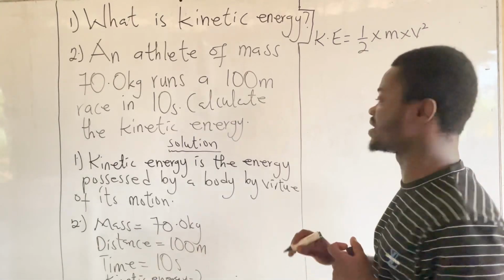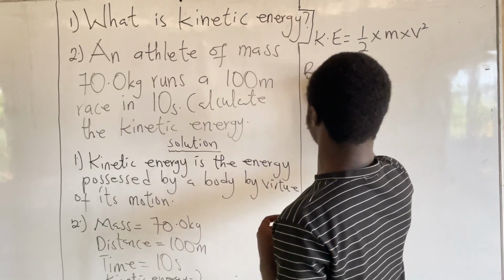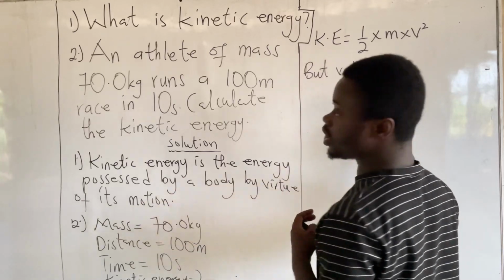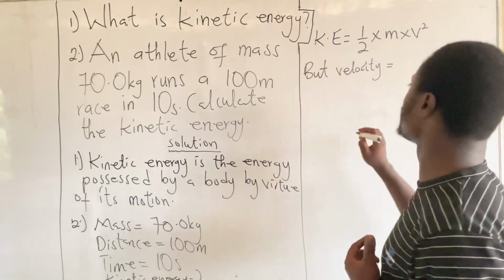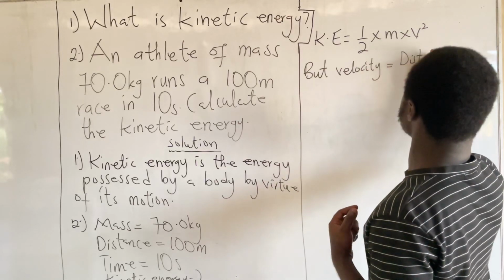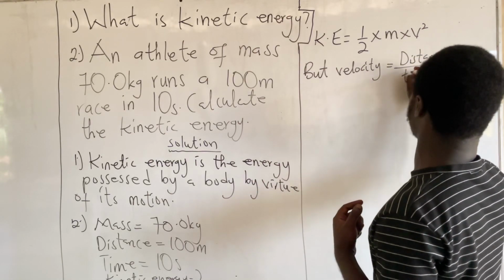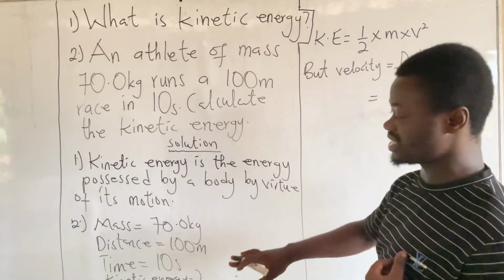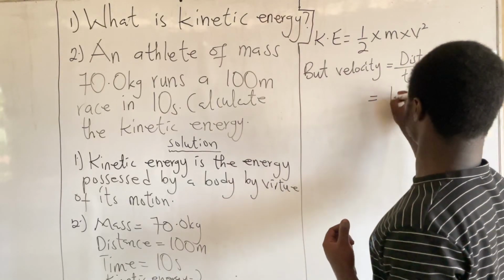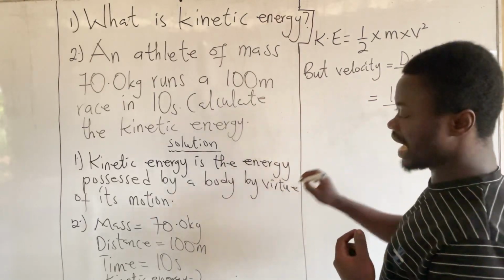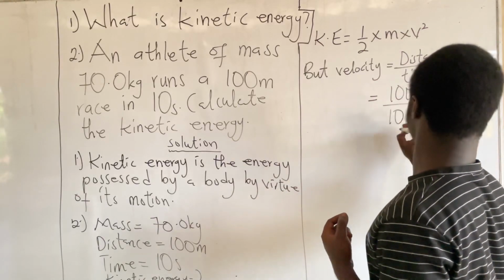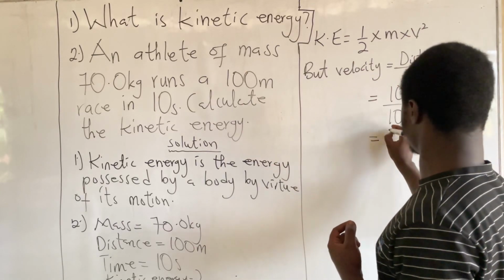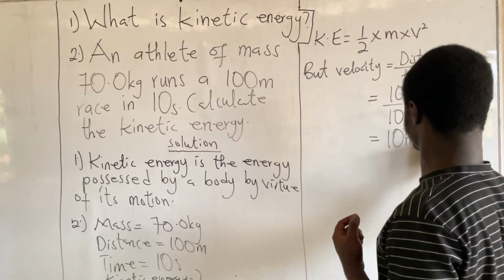Therefore, let's calculate velocity first. We can say velocity equals, so velocity is distance over time. Now let's substitute the information into the question. So from the question, the distance is 100 meters, over time is 10 seconds. So this 0 can cancel this, then we get 10 over 1, which is 10. So the velocity is 10 meters per second.